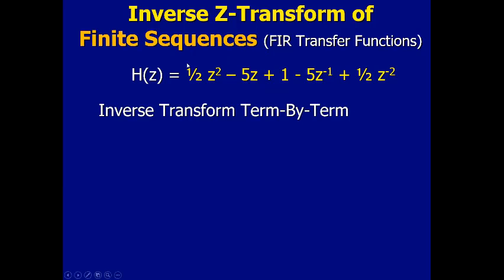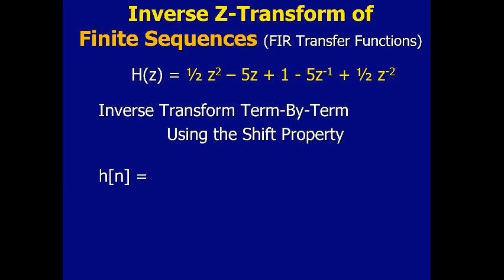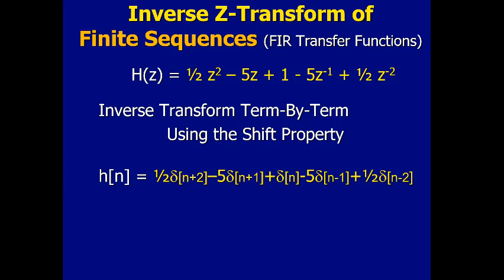And so this first term, if we inverse transform term by term, we have a 1/2 z squared. Well, 1/2 would inverse transform to 1/2 delta sub n, and the z to the plus 2 makes that a time shift to delta sub n plus 2. The minus 5z, likewise, the minus 5 transforms over to minus 5 delta sub n, and the z to the first power makes it a delta of n plus 1.